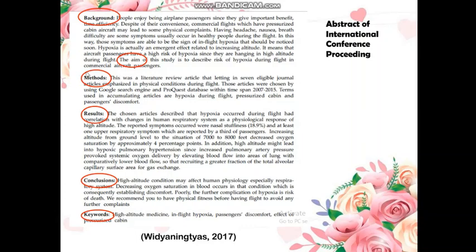And then let's move to the methods. In the method section, we have to use past tense because this is the method of our research that has been conducted in the past. For the results section, we may use past and present tense based on the data. If it is related to your research process, it should be written in past tense, while if the data is about recent phenomena, you may use present tense.